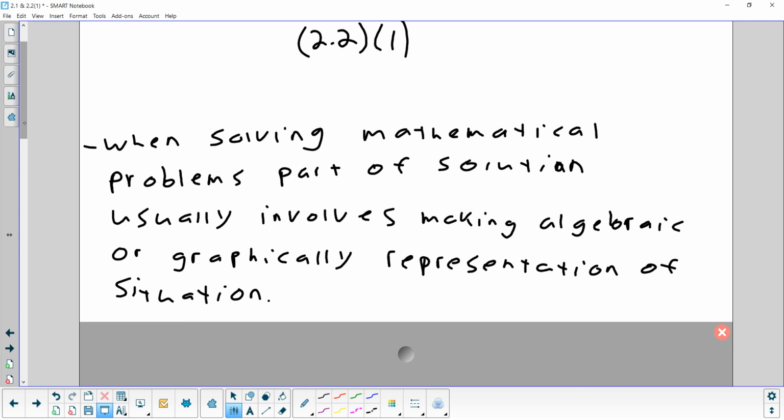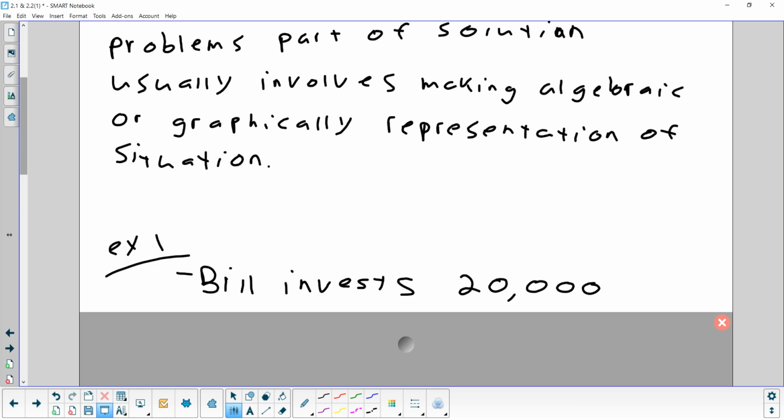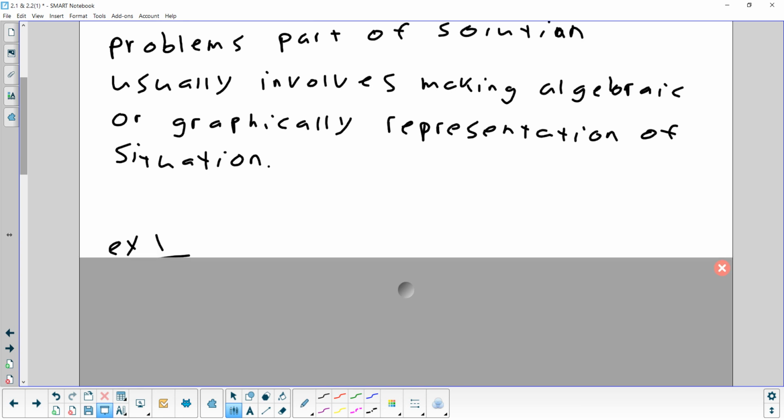So whenever we're solving a problem, pretty much every time it involves making some type of equation. And then sometimes once we have that equation, we solve it with algebra. Sometimes we solve it graphing. Okay, different ways we can solve it. But usually there's some algebraic component to every word problem. You have to set up some type of equation. So we're going to look at a problem that's about investing money.